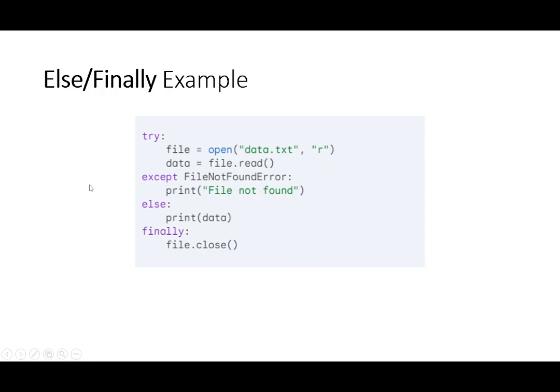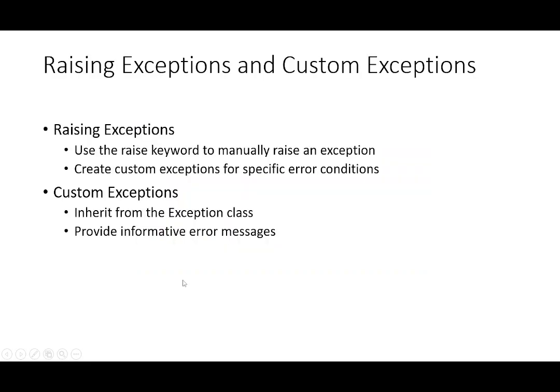So let's go ahead and look at a full example. Here we're going to open our data. So we say file equals open, path to our data.txt. We set it to r as read. We're going to read our data in. Now, if an exception is raised, like file not found, we're going to print out a message. Else, we're going to print our data out because that means it succeeded, so we can move on. And finally, it does that file close to make sure our resources are closed up.